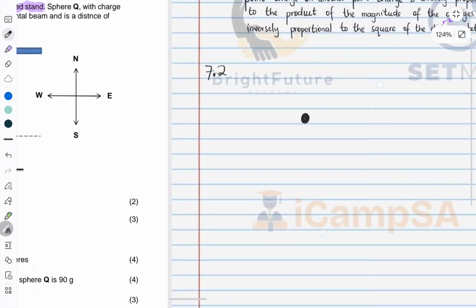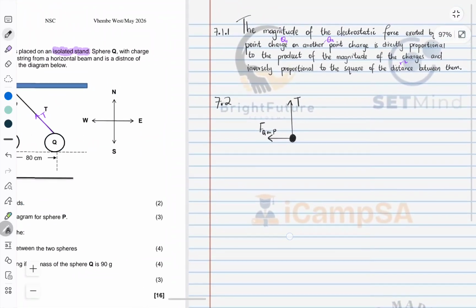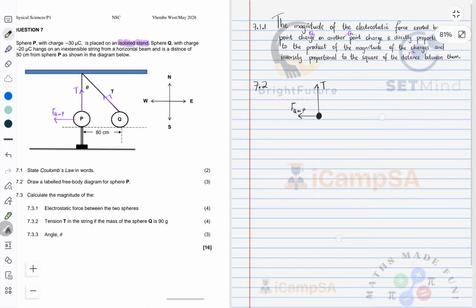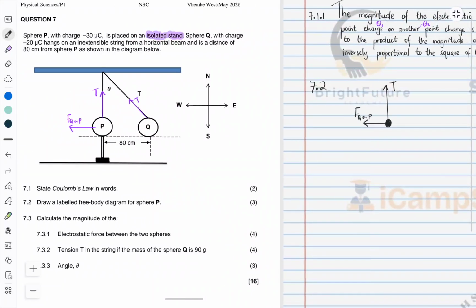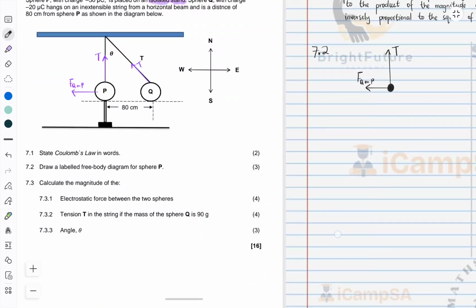Oops, my dots is not dotting there. So now you get the tension, and then you get the repulsive force. Electrostatic force, which is FQ on P. Alright. So that's our electrostatic force. You can even call it just F. It's up to you. I'm labeling it like this so that I know.